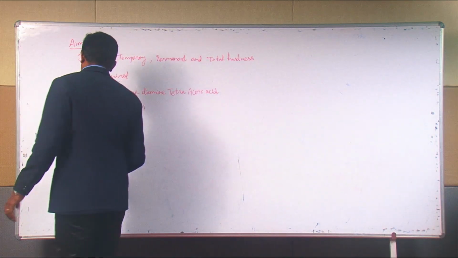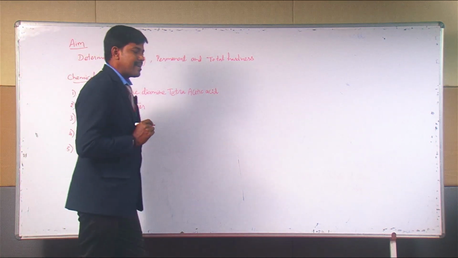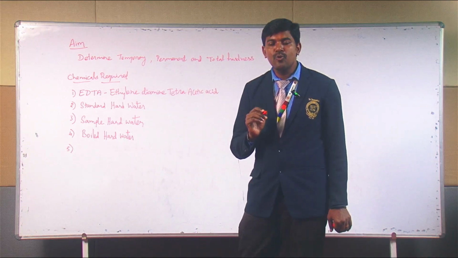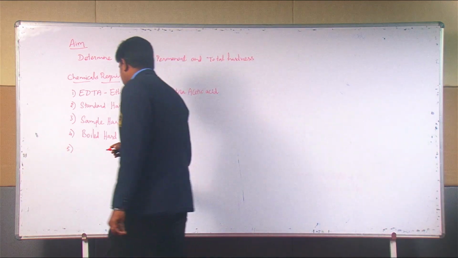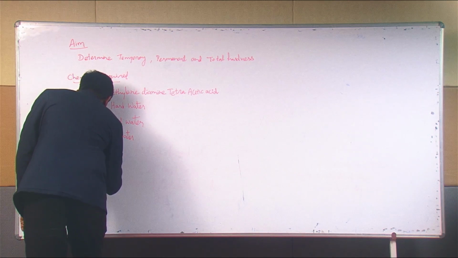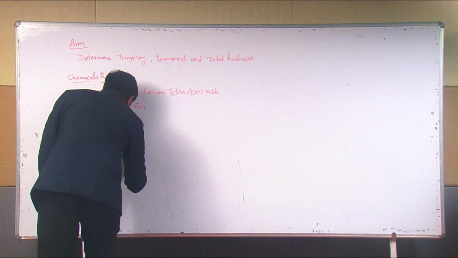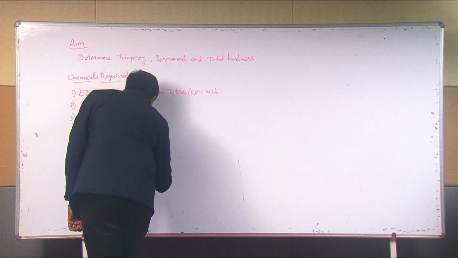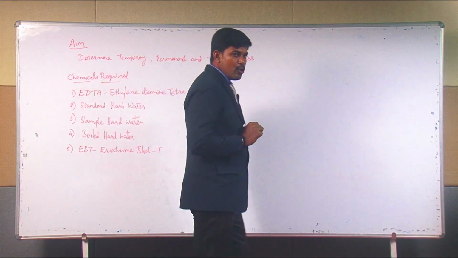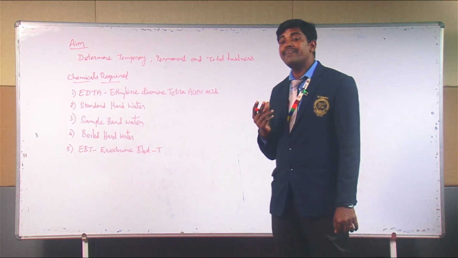And what are the other things required? The indicator used for this titration is EBT. EBT stands for eriochrome black T. Eriochrome black T is the indicator which is used for the complexometric titration.